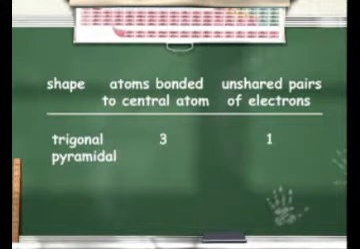Whenever 3 atoms are bonded to the central atom, and there is 1 unshared pair of electrons on the central atom, the molecule will have a triangular shape. The atoms will not lie in the same plane. Instead, they will form a sort of pyramid, so this shape is given the name trigonal pyramidal.